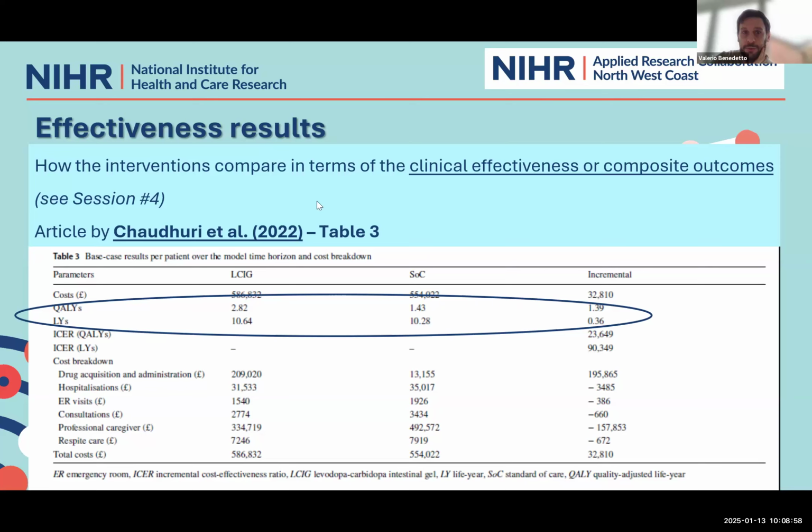For example, for QALYs, you got a bigger gain for the intervention, 2.82, compared with standard of care, which is 1.43. In particular, you got a positive difference of 1.39 QALYs. For life years instead, we got 10.64 life years gained with intervention and 10.28 life years gained with standard of care. Again, a positive difference in favor of the intervention. So just by looking at the effectiveness results, we could conclude that in this base case analysis, the intervention seems to be more effective.